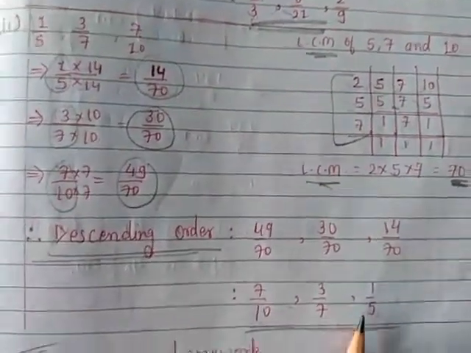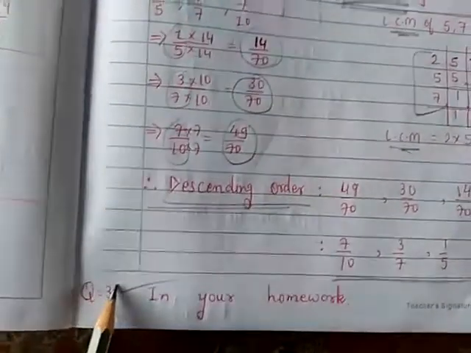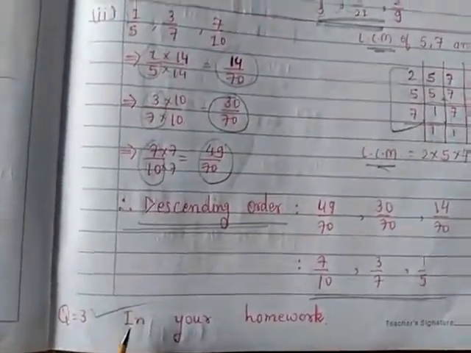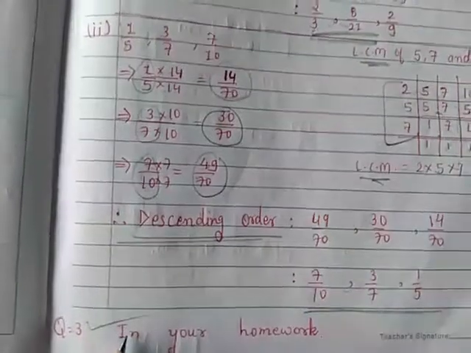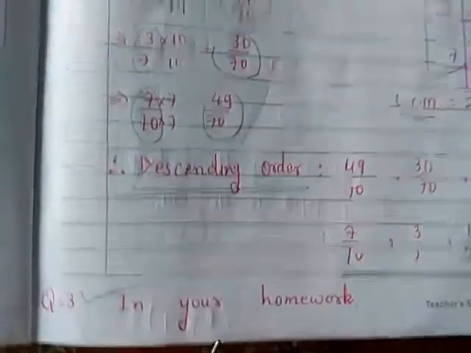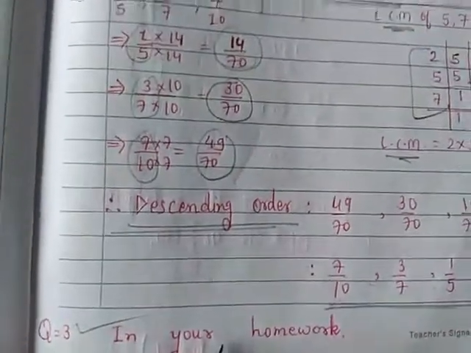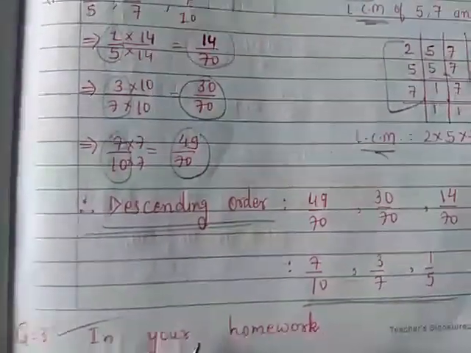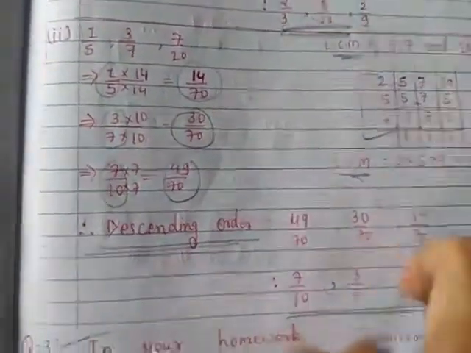Okay, students? Now see, question number 3 is the same. So I will give you in your HW. This is descending order. So question number 3 may be ascending order. So you can do it by yourself. Now come on to the next question, question number 4.